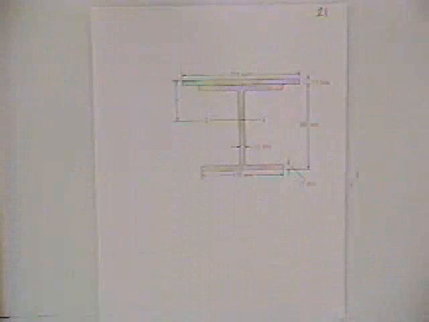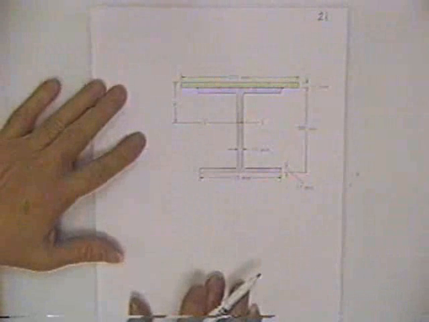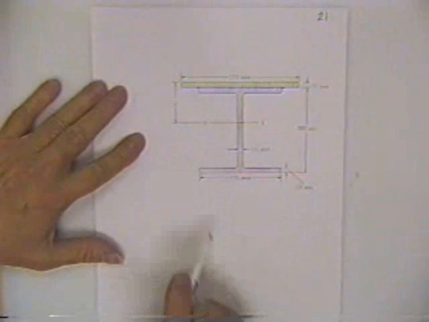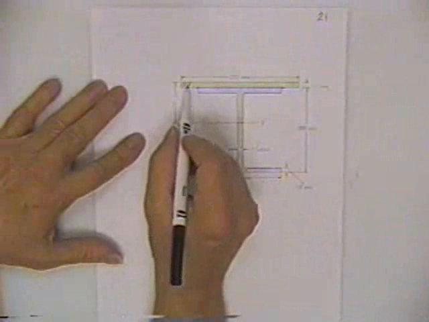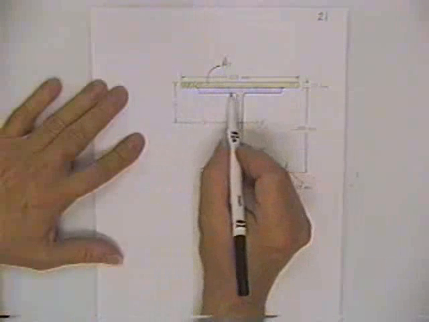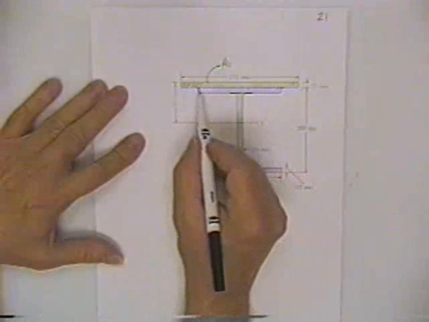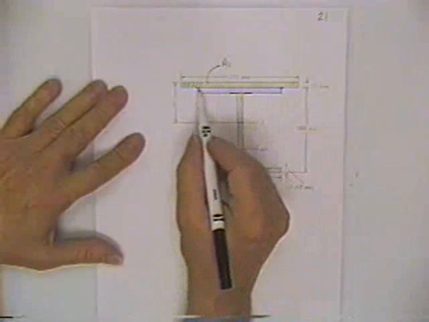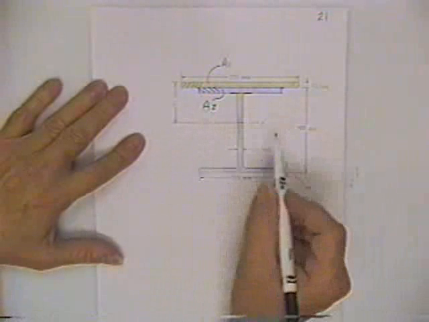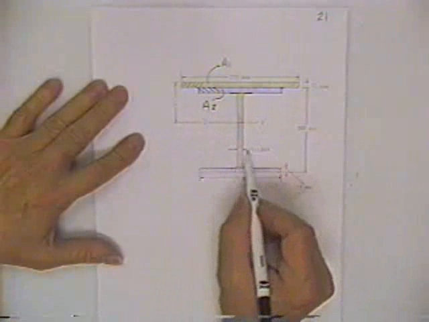Alright, the next one works the same way. It is an I-beam that somebody has put a cover plate on top of it. Your job would be to divide this up into area 1 that you understand. You could omit these little radiuses. Area 2, which you understand fully. Area 3.